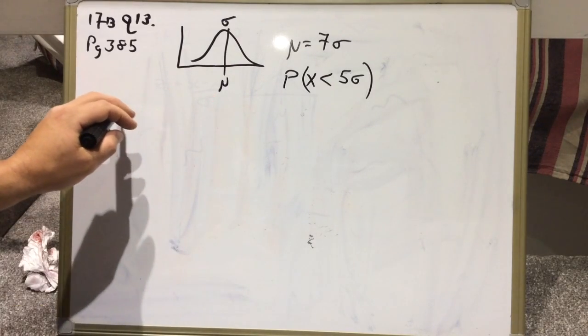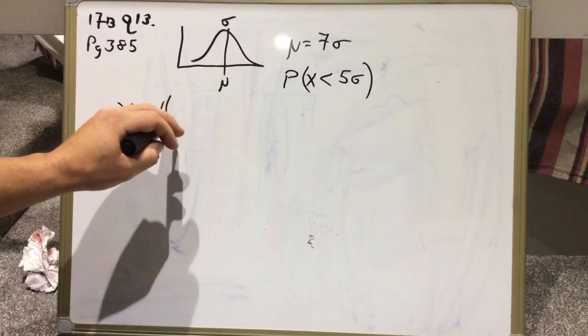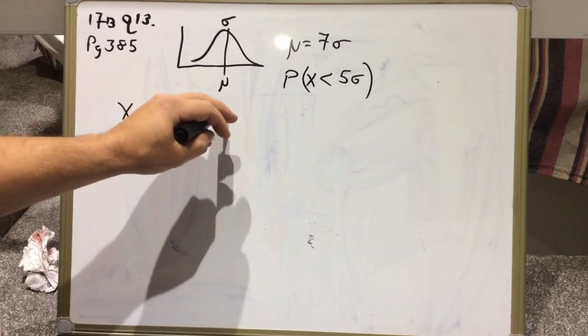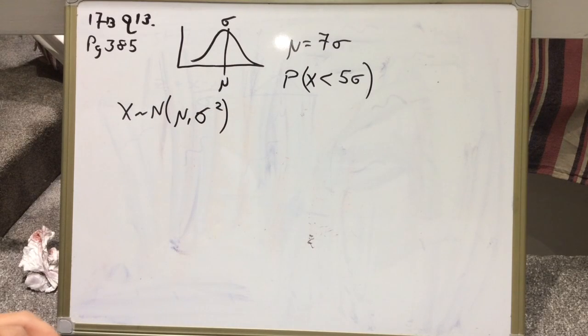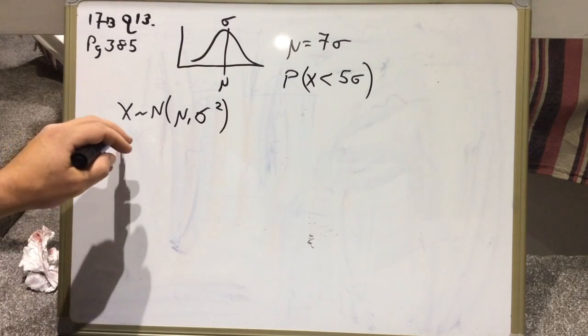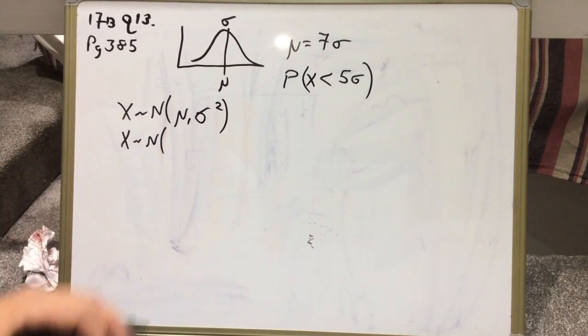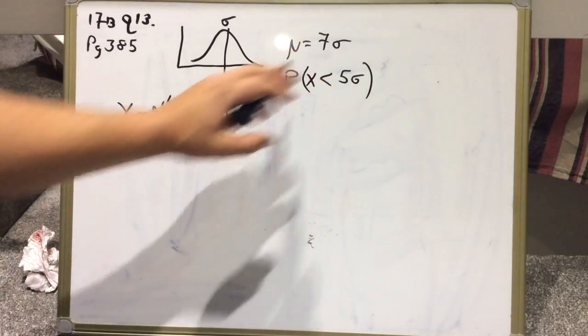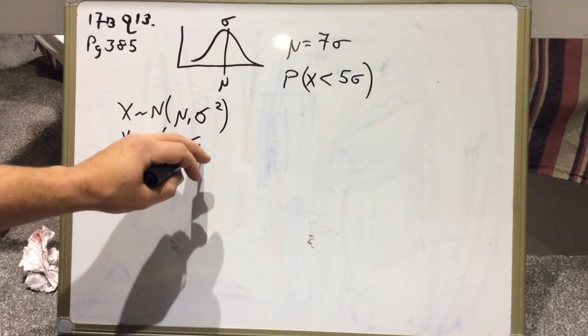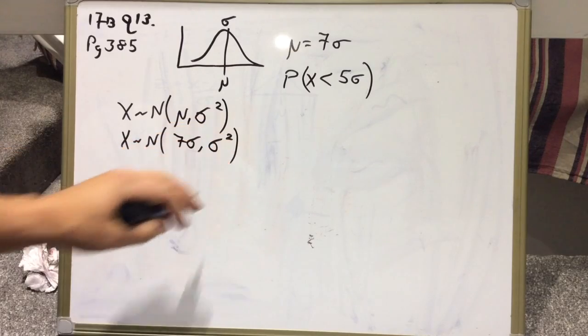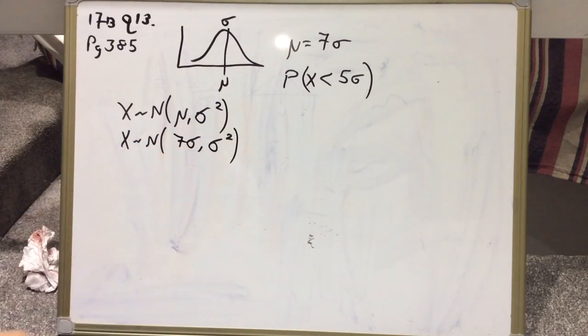So we start off by asking ourselves, what does a normal distribution look like? Well, it takes the form of N(mu, sigma squared), which is obviously the variance. And we are given our specific normal distribution, which in our case mu is equal to 7 standard deviations, and we're just going to keep our standard deviation or variance as it is. And we want to know the probability of getting less than 5 standard deviations.